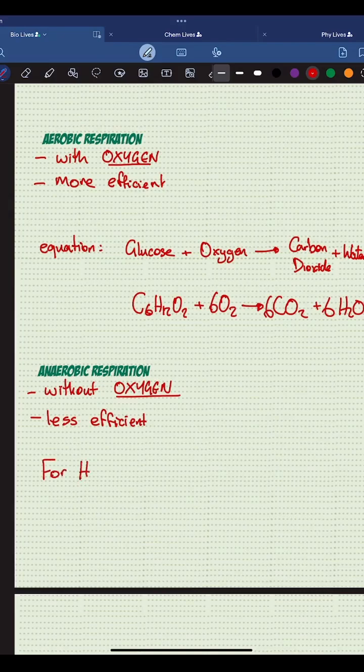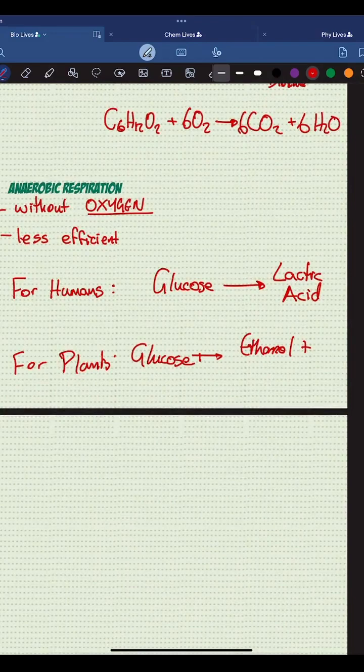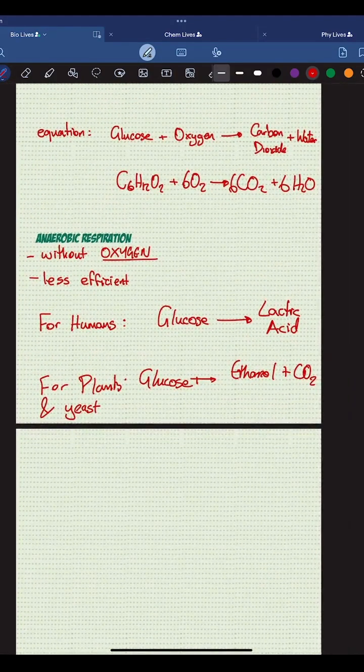So for humans, glucose goes to lactic acid. You don't need to know the symbol equation for this, just the word equation is enough. And then for plants, anyone know what the equation for plants is? Ethanol, yep. Glucose goes to ethanol plus one more thing. What's the extra thing that anaerobic respiration produces in plants and yeast? Carbon dioxide, well done, guys. I'm just going to write it as CO2 here. Again, only the word equation is needed for GCSEs. You don't need to know the chemical equation.